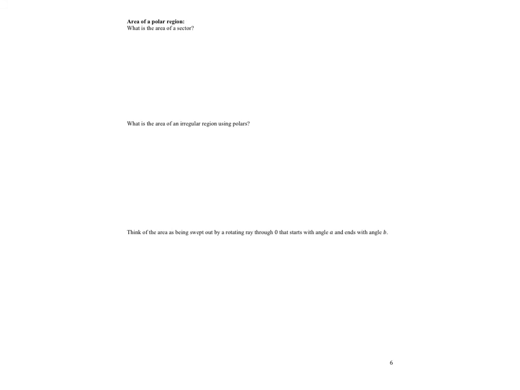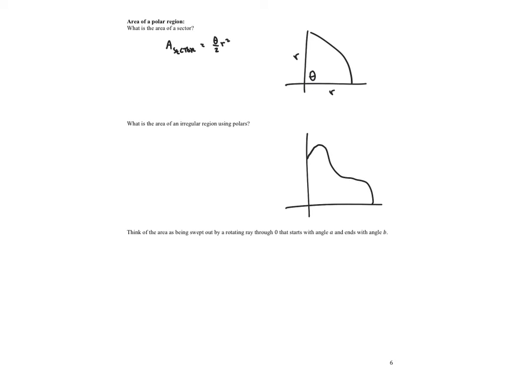Let's continue. Okay, so area of a polar region. We kind of already talked about this, but the area of a sector we've spoken about on slides before: theta over 2 r squared. So not a whole lot of special work there. We got theta, this is our central angle. Here's our r value. But like I said earlier, what if r is not always the same? How do we account for that?